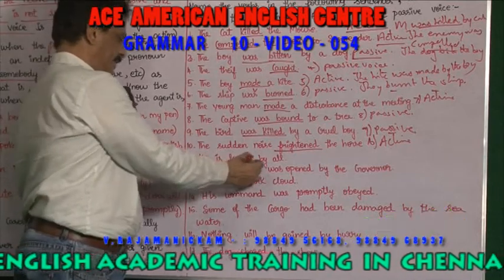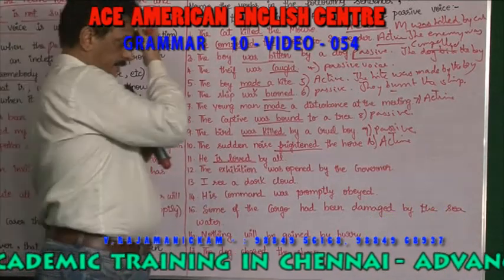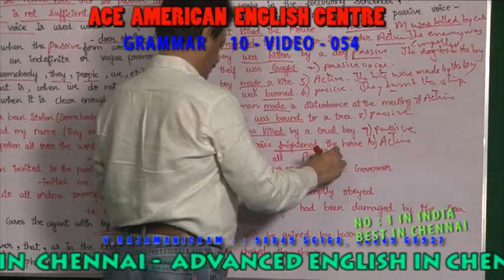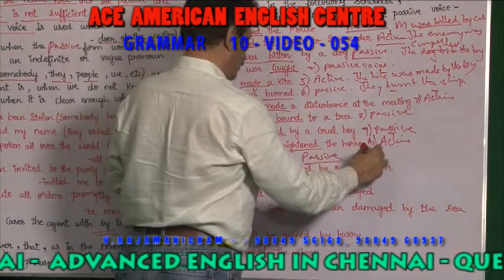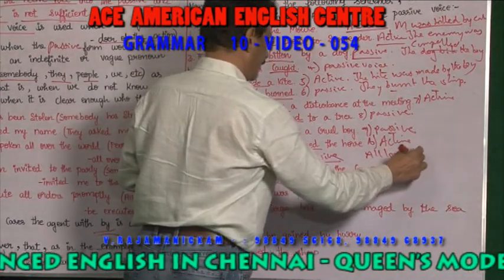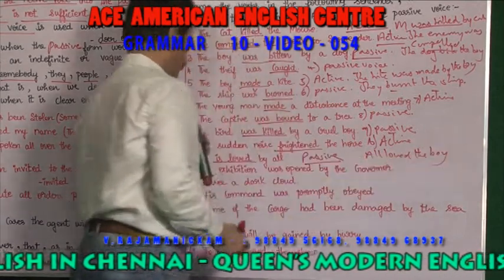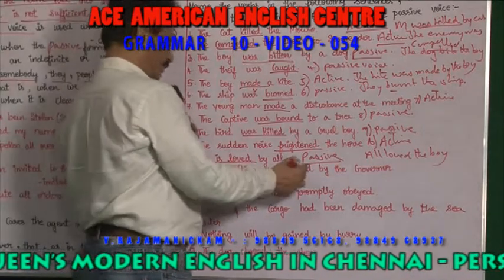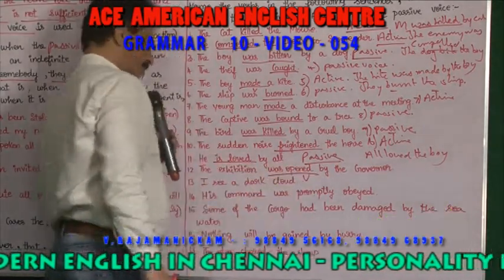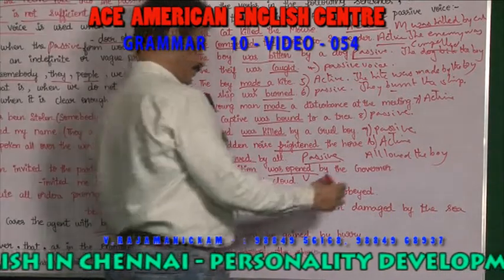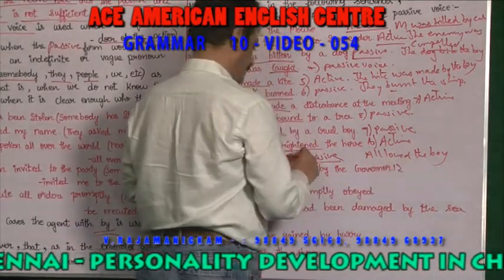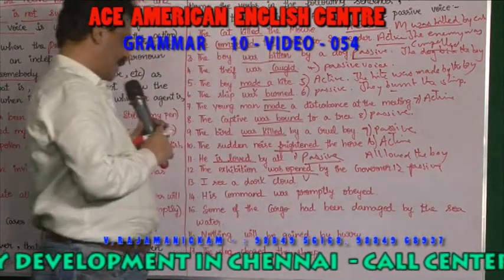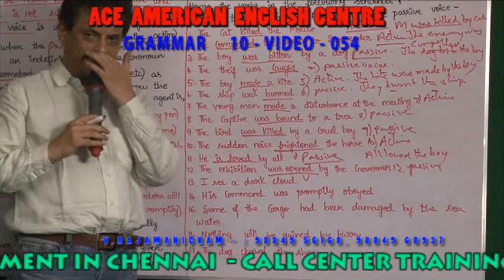He is loved by all. It is active or passive? It is verb, so it is passive. So what is active? All loved him. The exhibition was opened by the governor. Is it active or passive? 11th is passive. What is the active? The governor opened the exhibition.